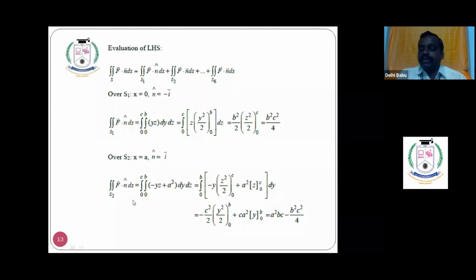This is for S2. The same way, S1 is b square c square by 4, and along S2 it is a square bc minus b square c square by 4.